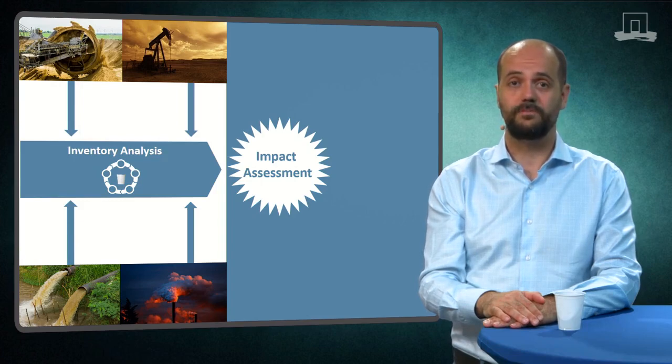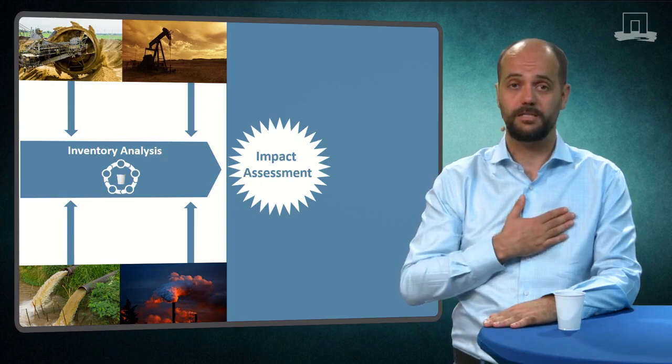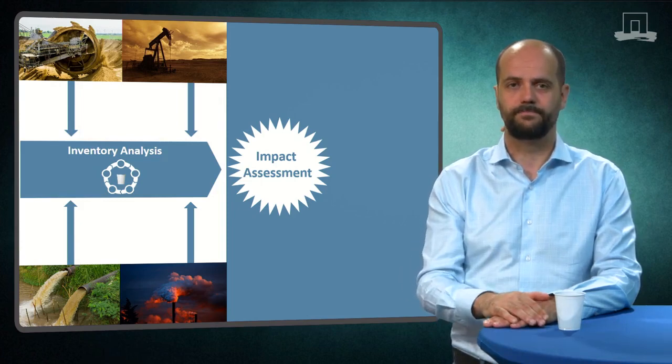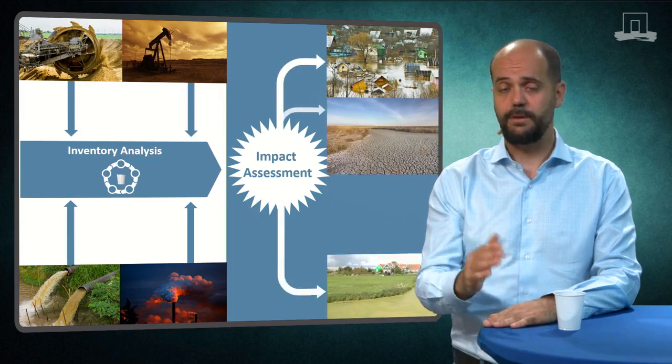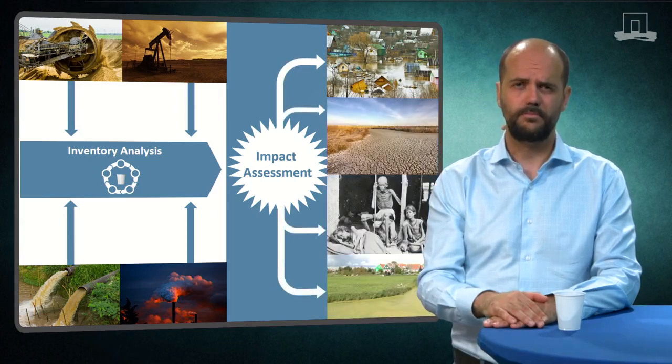Once you have your inventory, you are then ready to translate that inventory into a description of what that means in terms of impacts that affect us human beings and the natural environment. All the resources used for our product and all the emissions created by the life of our product result in unwanted impacts, such as climate change and eutrophication. The impact assessment step tells us the extent of these unwanted impacts.